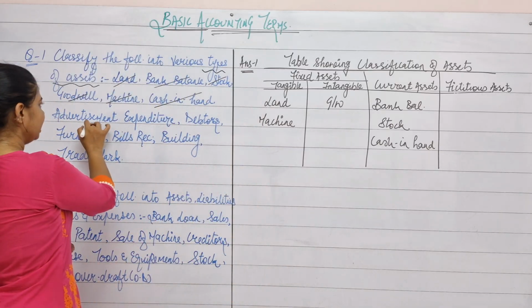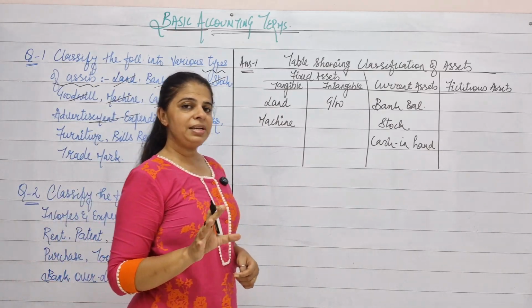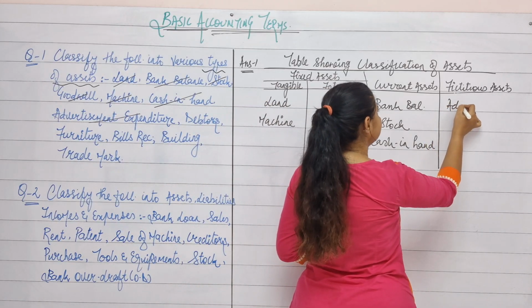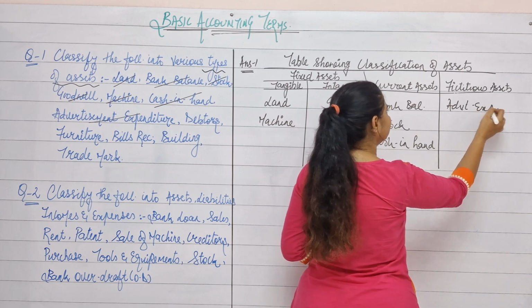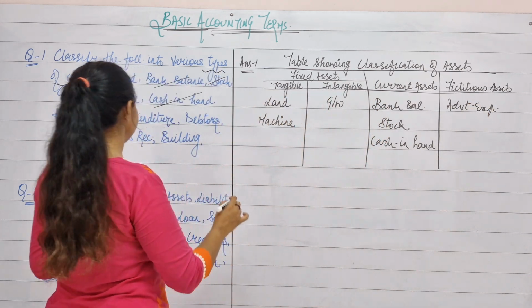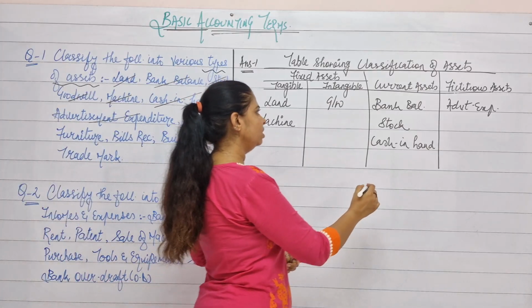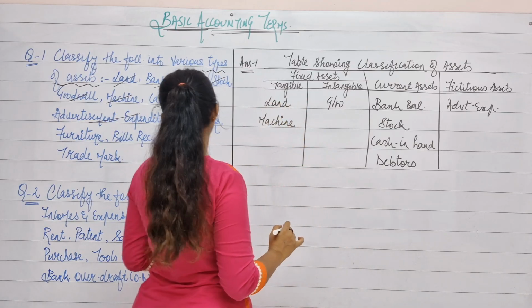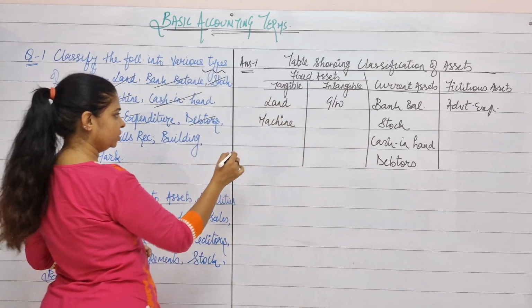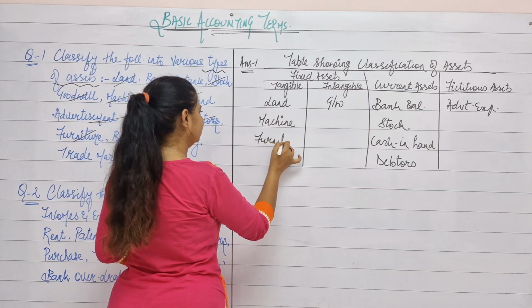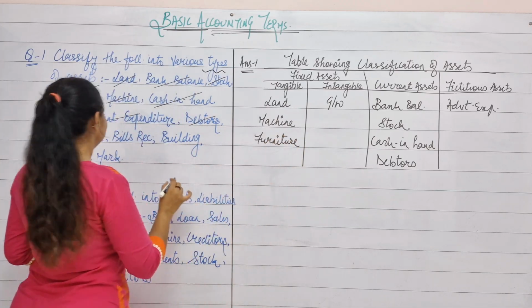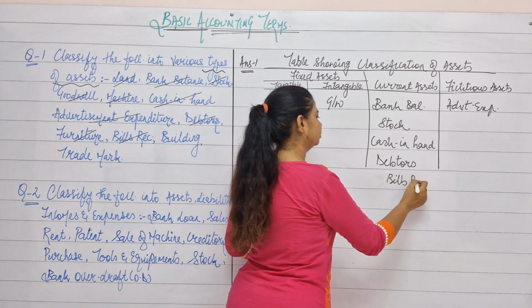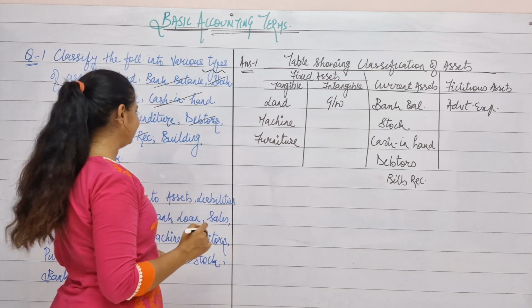Then the next item is advertisement expenditure. जब भी कभी asset में कोई expenditure वाली item आए, that means it is your fictitious asset. Advertisement expenditure. Then the next item is debtors. Debtors are your current asset. So you will place debtors over here. Then next is furniture. Furniture is your tangible fixed asset. Bills receivable. Bills receivable are your current assets. You will drop it in current assets section.